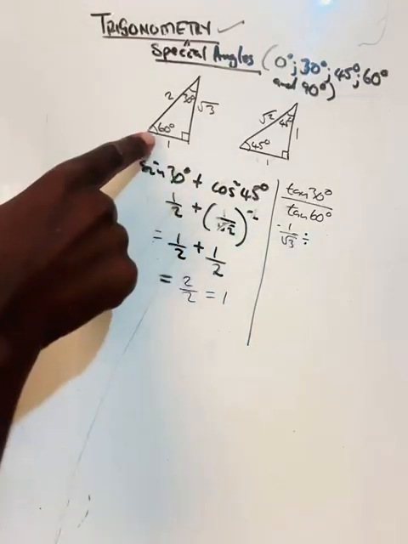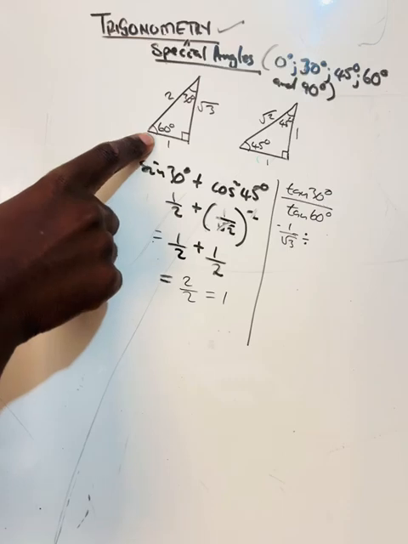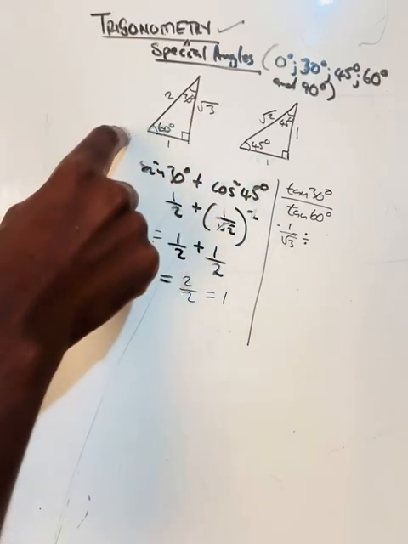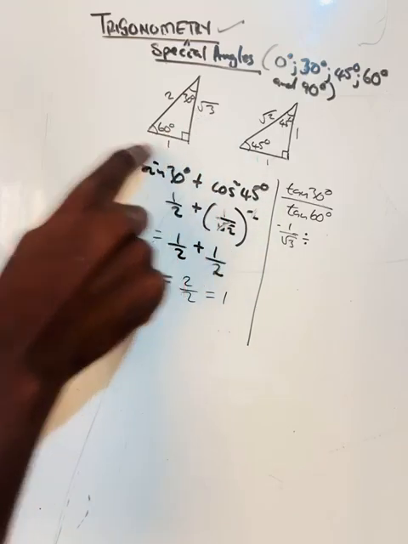Tan 60 degrees, there is 60, and then where's our opposite? Wait a minute, opposite is square root of 3 and our adjacent is 1.